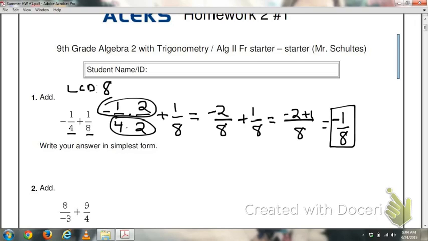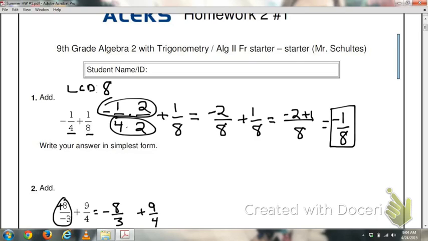Let's take a look at number 2 while we have it on the screen. For number 2, it's a similar kind of problem. The one thing you may want to do, though, is change the way that 8 over -3 is written. Instead of having the -3 in the bottom, because I'm dividing a positive number by a negative number, the overall value of that fraction is negative. So I could just rewrite this as -8 over 3. It's still just a negative fraction, and then I'm going to add 9 over 4.